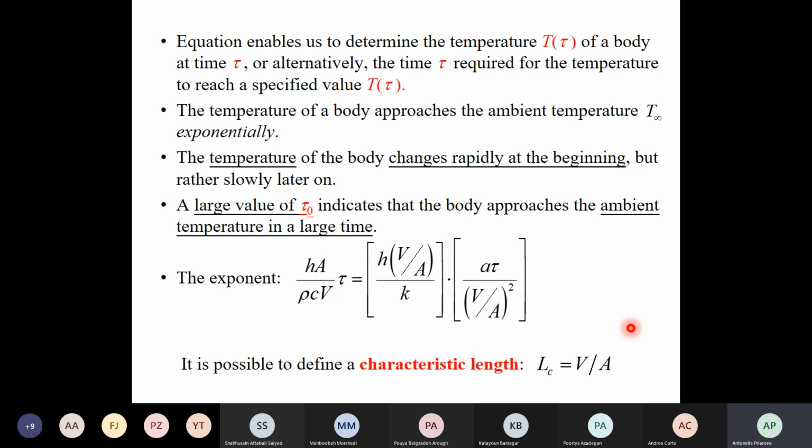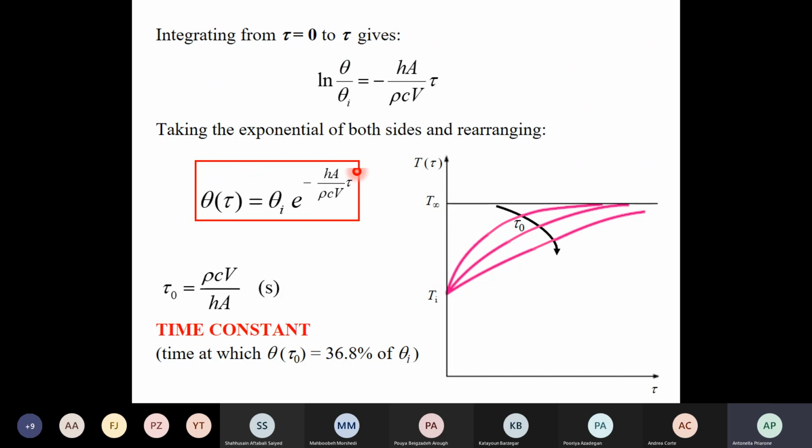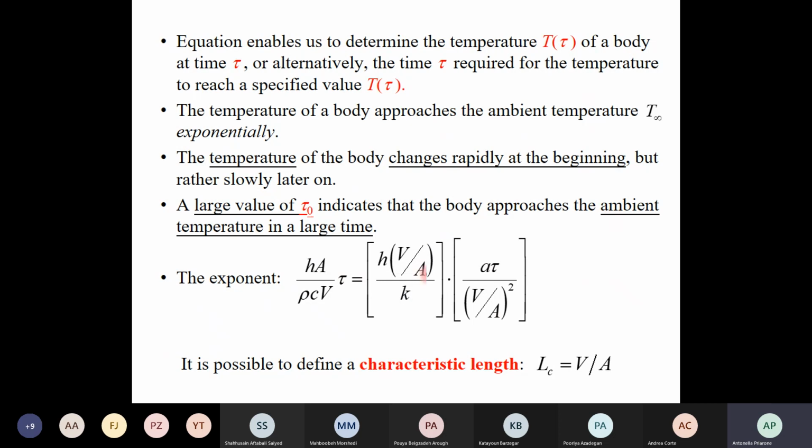Now, this is a mathematical step, it's important, because now we have a law to consider the temperature profile, but we are interested in the physical meaning, and this is an explanation of the shape of a previous graph. The temperature of the body approaches the ambient temperature exponentially. The velocity with which the temperature of the body changes depends on tau 0. A large value of tau 0 indicates that the body temperature approaches the ambient temperature in a longer time.